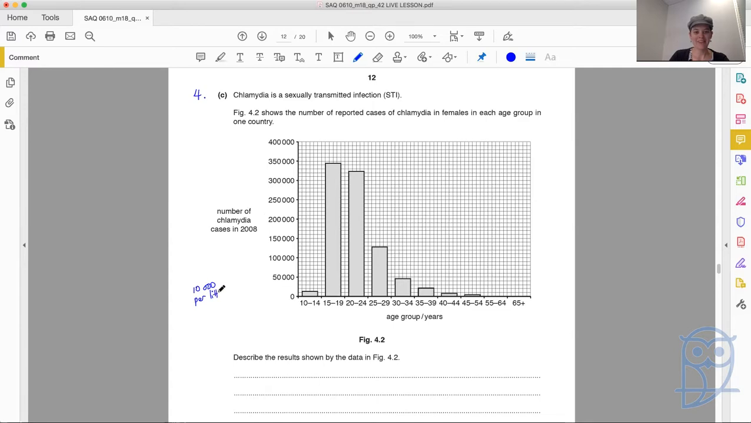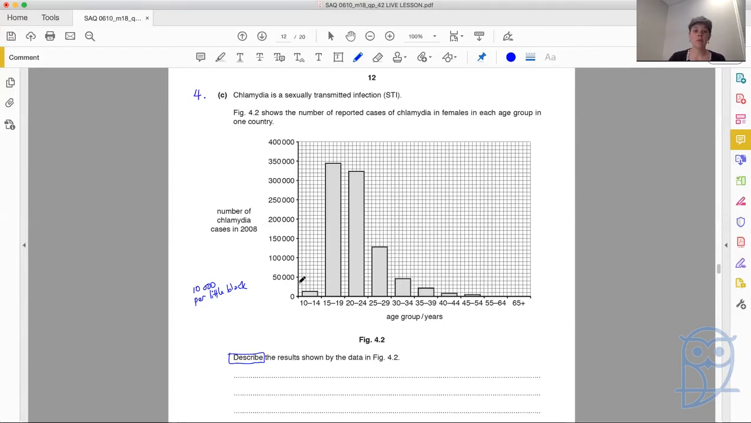Per little block. Okay, so now what are they asking us? They are asking us to describe the results shown by the data in figure 4.2. Do you see there? It just says describe. It does not say describe and explain. It does not say justify. It just says describe.